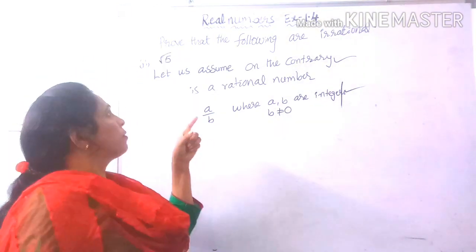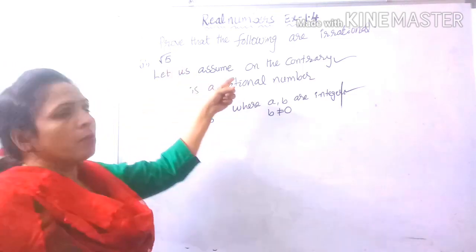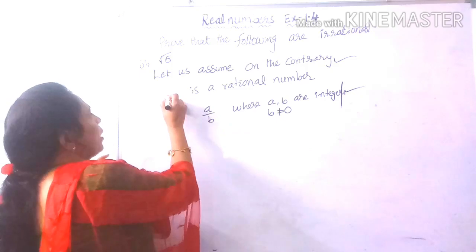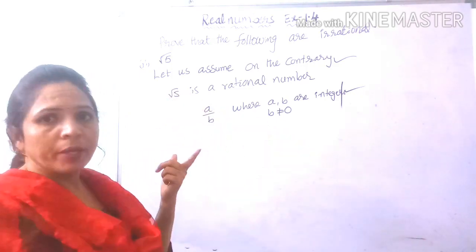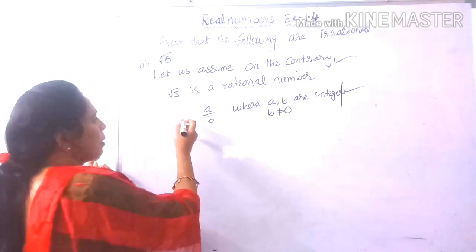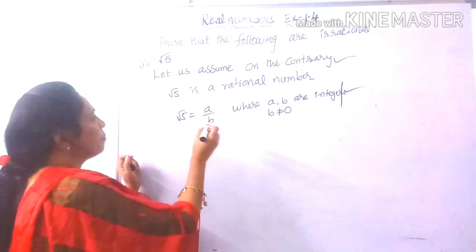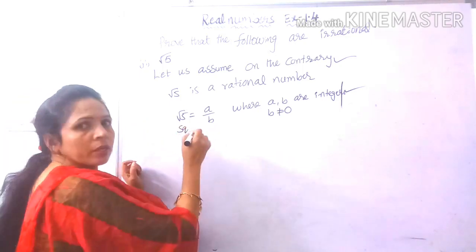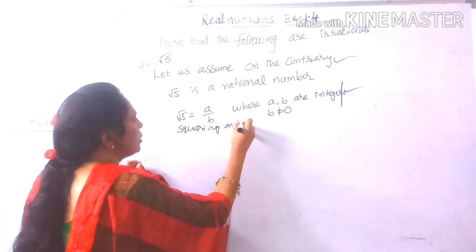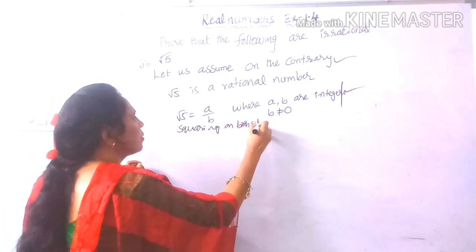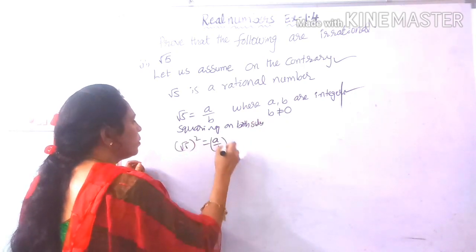Let us move on to the next one. Prove that root 5 is irrational. So let us assume on the contrary, root 5 is a rational number, of the form p by q or any variable. Here I am taking a by b. So squaring on both sides, root 5 whole square is equal to a by b whole square.